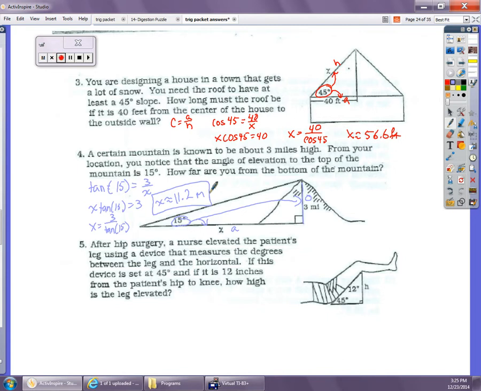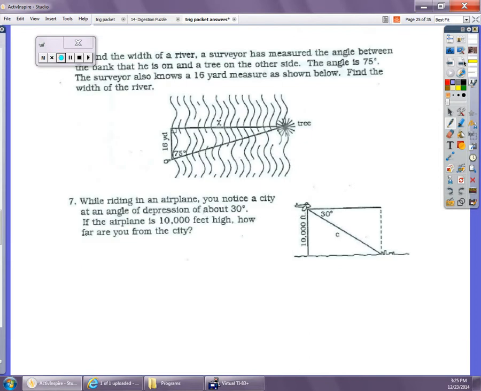After hip surgery, a nurse elevated the patient. We're looking for the height, so 45, opposite, hypotenuse, that's the sine. So the sine of 45 equals the opposite over the hypotenuse. So you get 12 times the sine of 45 equals x, and that's going to give you 8.5. And you would just continue to work on these types of problems. So there's 6, 7, 8, 9, 10.